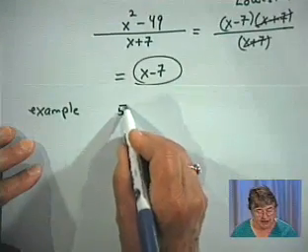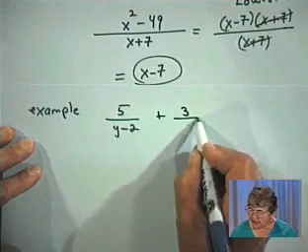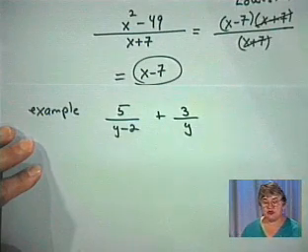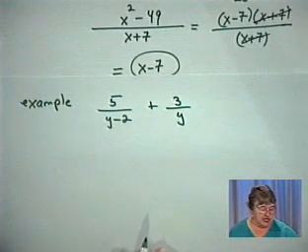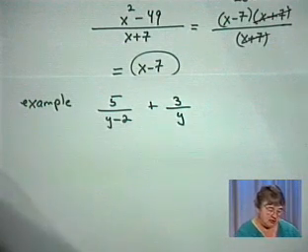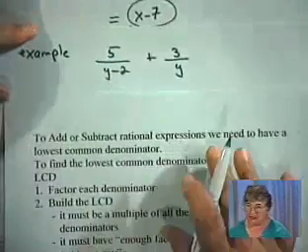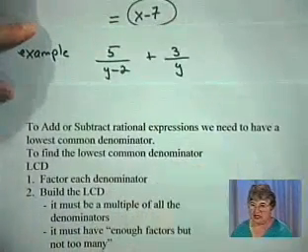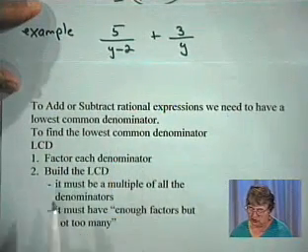Suppose we have 5 over y minus 2, and to that we're going to add the rational expression 3 over y. Okay, so now we're going to find the lowest common denominator. And just to review what finding the lowest common denominator is, as we did a little bit earlier, in order to add these expressions, we need a lowest common denominator.